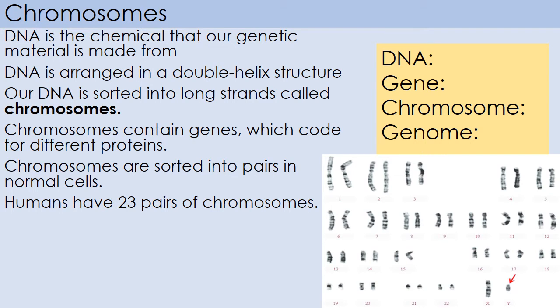So at the bottom I've got a picture of some chromosomes. For human chromosomes, we've got chromosome 1 all the way up to 23. You'll notice that they are all numbered, apart from number 23, which is just X and Y. That is the sex chromosomes. So in this case the person is male because they have that Y chromosome.